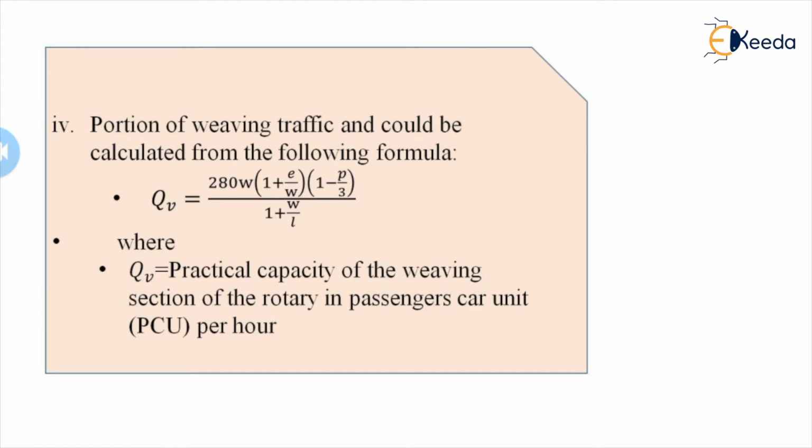The capacity of weaving traffic could be calculated from the following formula, that is Qp, the practical capacity of the weaving section of the rotary, in passenger car units, that is PCU per hour. The formula is represented as 280W into (1 plus E by W) into (1 minus P by 3), the whole upon (1 plus W by L). So we will be seeing what E, W and P are.